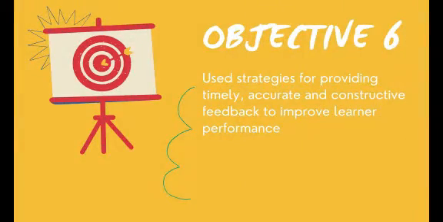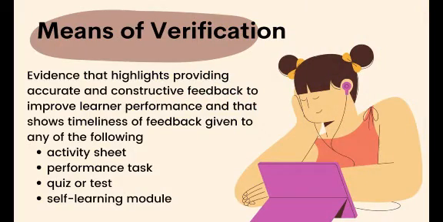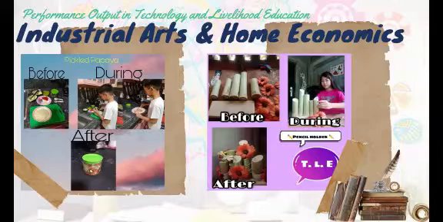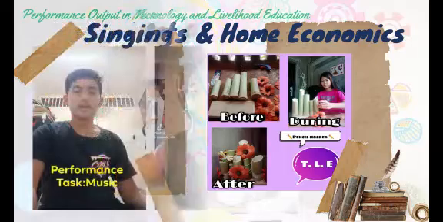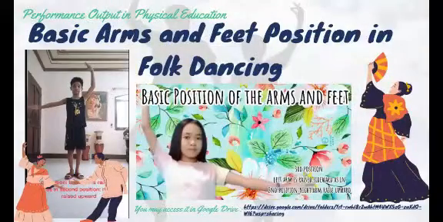Objective 6: Use strategies for providing timely, accurate, and constructive feedback to improve learner performance. Means of verification. Learning by doing will always be a part of effective learning. Performance tasks in all subjects are passed through online platforms. It is a primary evidence that learners are able to apply the learnings in their real-life situation.